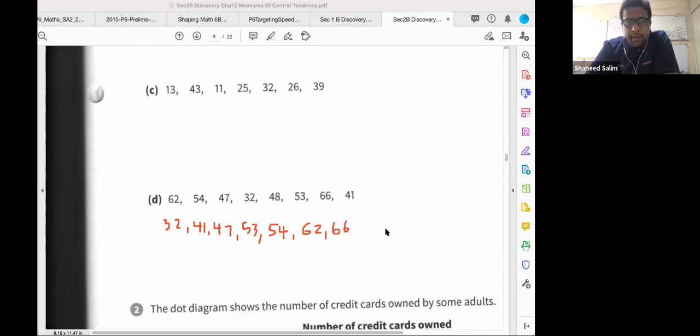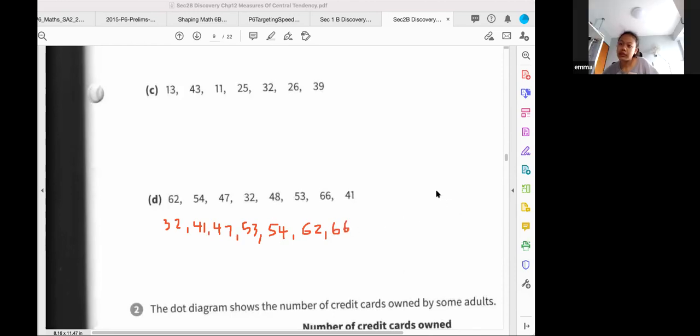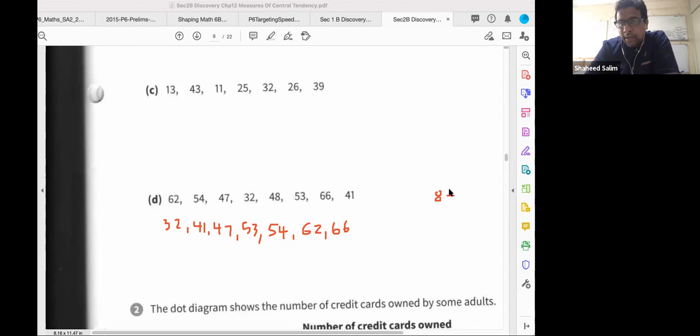Now, how many numbers are there? 8. So you want to find the position: 8 plus 1, divided by 2, right? Remember, you have to plus 1. You get 4.5. Now, 4.5 is in between these two numbers. This is 4, this is 5. So what to do? You have to add these.